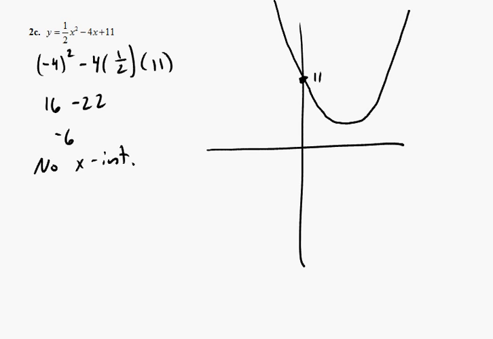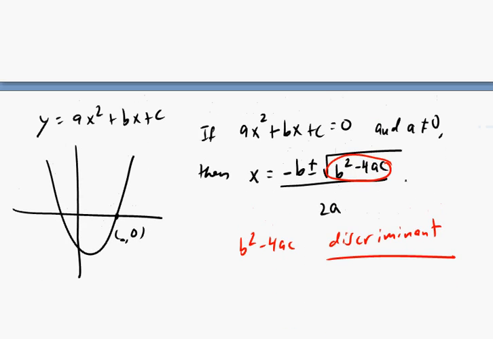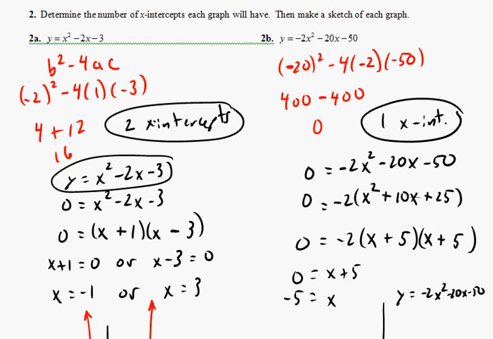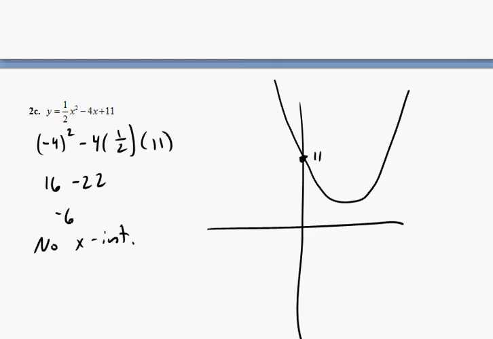So again, in order to determine the number of x-intercepts of a graph, determine what the discriminant is. If the discriminant is positive, there will be 2 x-intercepts. That's what happened in our first problem. If the discriminant is exactly 0, there will be 1 x-intercept. And if the discriminant is negative, there will be no x-intercepts.